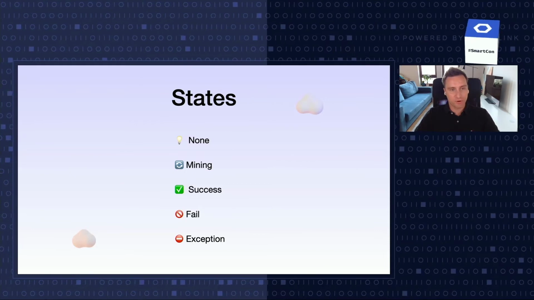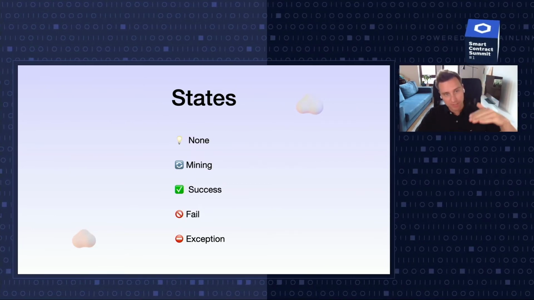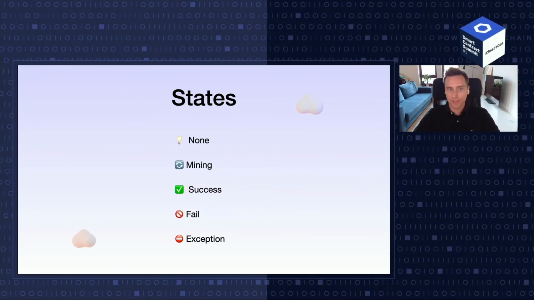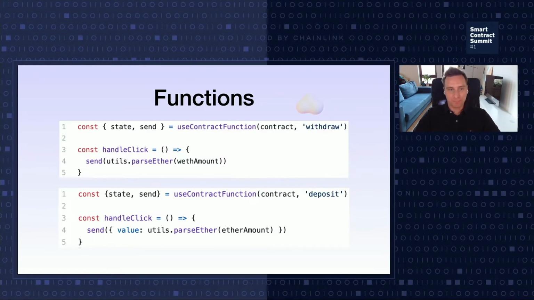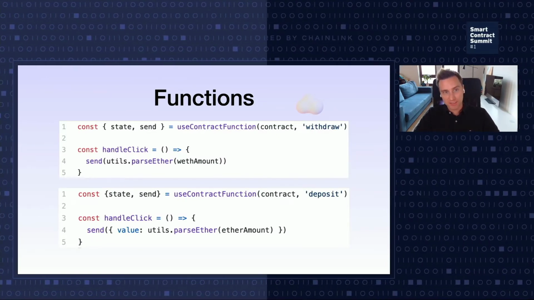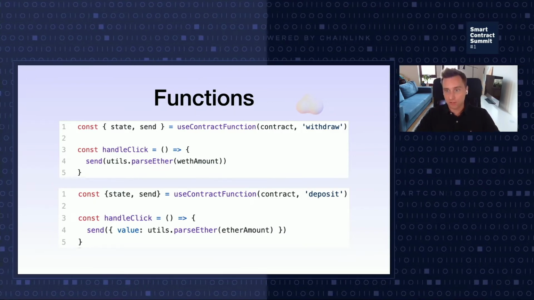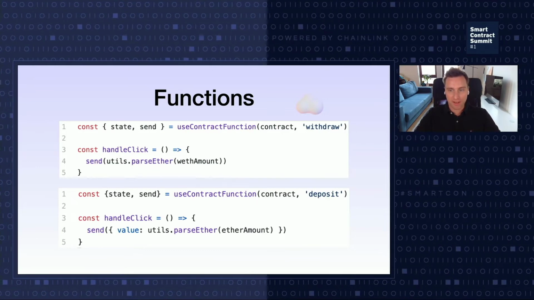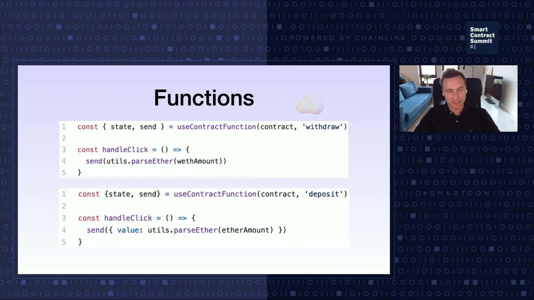So it's a very straightforward React component that just switches or iterates over different states and shows accordingly what is happening. Good. So here is a more advanced example, when we're not sending Ether, but calling functions, sending transactions to functions on the blockchain. And again, it's very simple. It's a hook, useContractFunction. It takes two arguments, the contract we want to call and the name of the function.